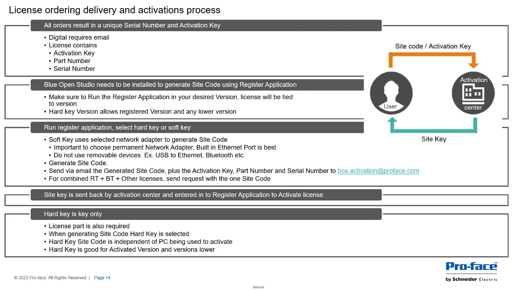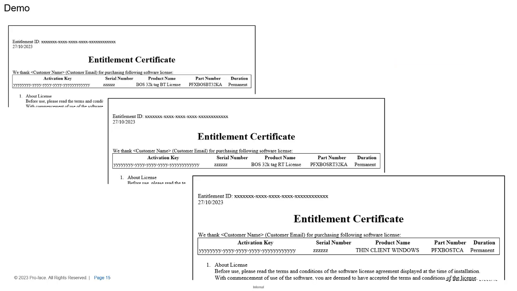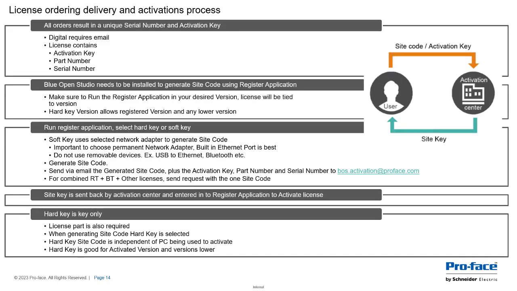All right. When you run the register application, and I'm going to show you a demo of that here in a minute, you're going to select hard key or soft key. The soft key basically uses the selected network adapter that you pick to generate the site code. Because the soft key is using a site code based on a network adapter, make sure that you use a permanent network adapter. A built-in Ethernet port is the best. Don't use remote dongles or removable devices, because obviously if they're not there, then the license is not going to work.